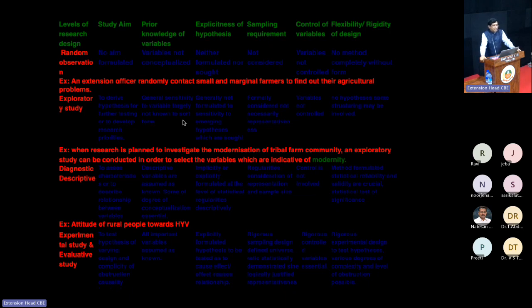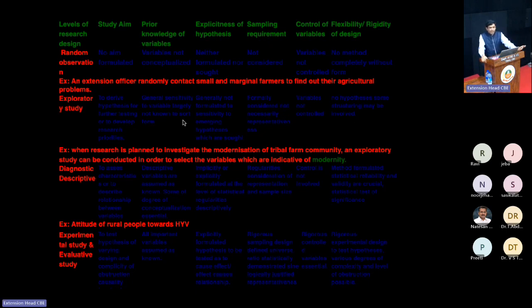So a random observation example, what is that? An extension officer randomly contacts small and marginal farmers to find out their problems in agriculture. That is one example. Because as we progress down, the seriousness of conducting the research will be aggravated. The seriousness is more, and the generation of the results is very precise when we progress from top to bottom. The last one is experimental research design. Very, very accurate results will be generated. So now I am telling examples.